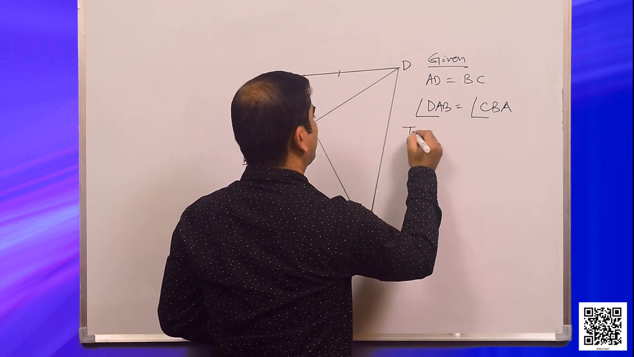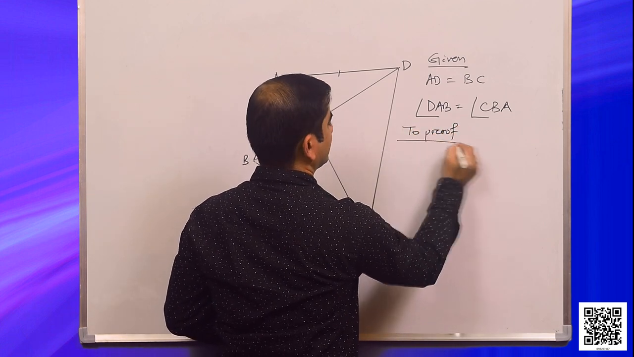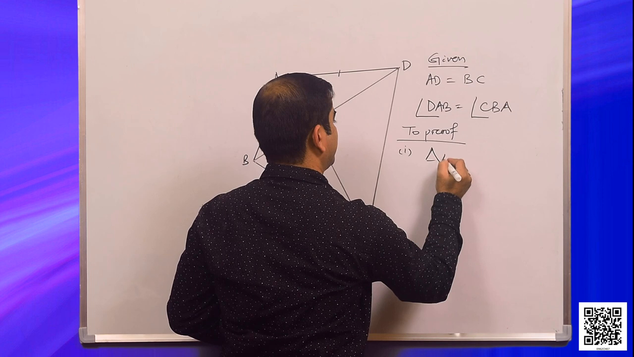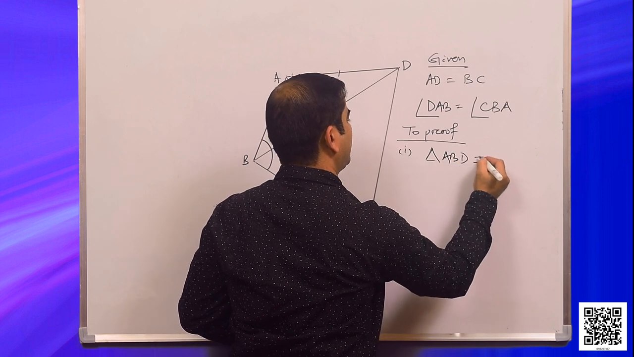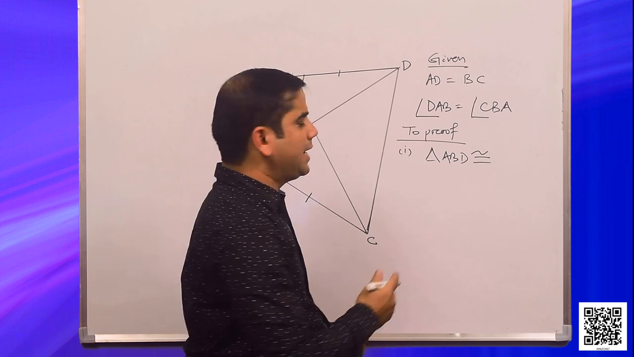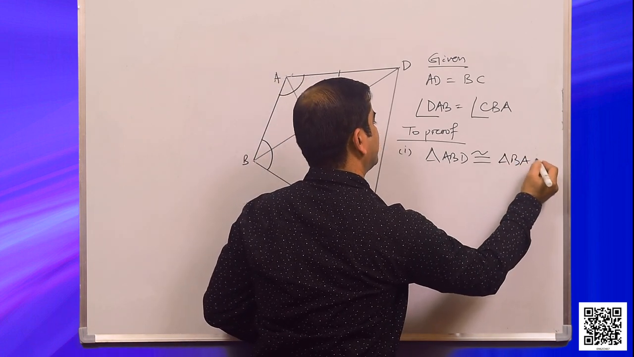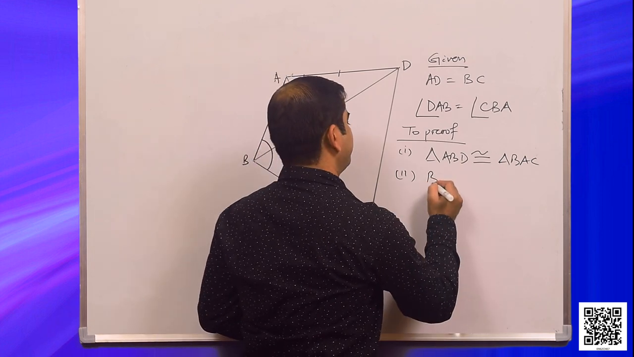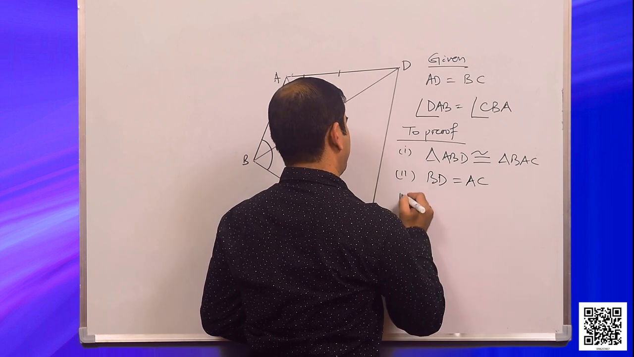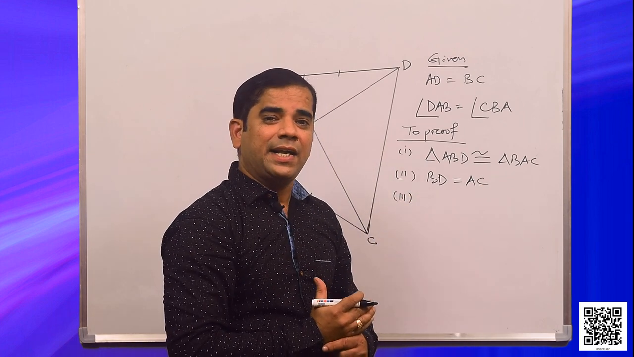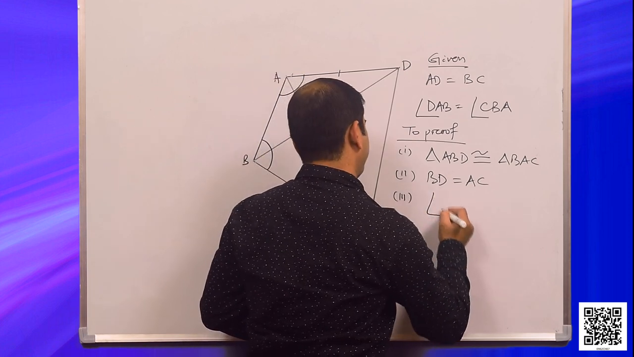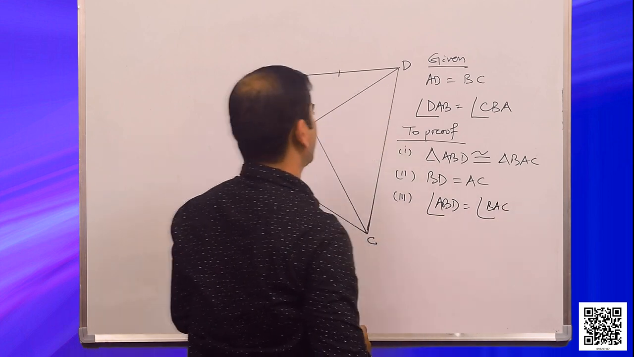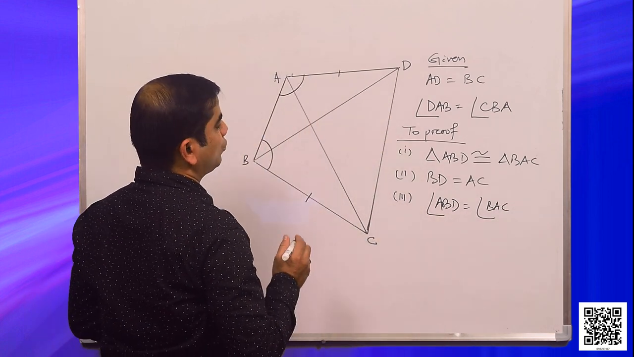And to prove: triangle ABD is congruent to triangle BAC, BD is equal to AC, and angle ABD is equal to angle BAC. Fine. So, let us go to the proof.